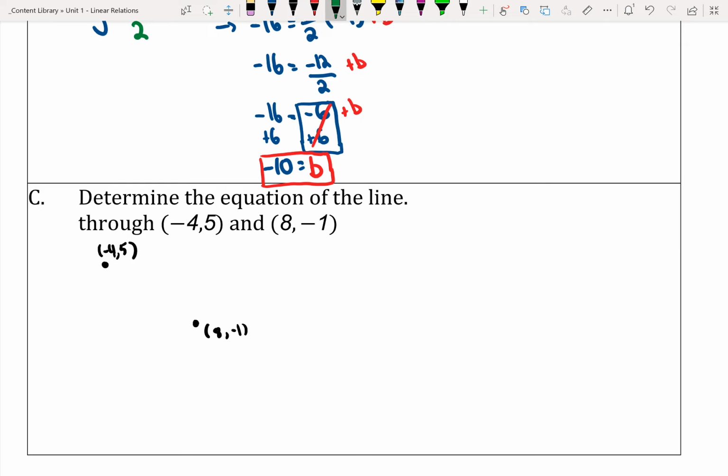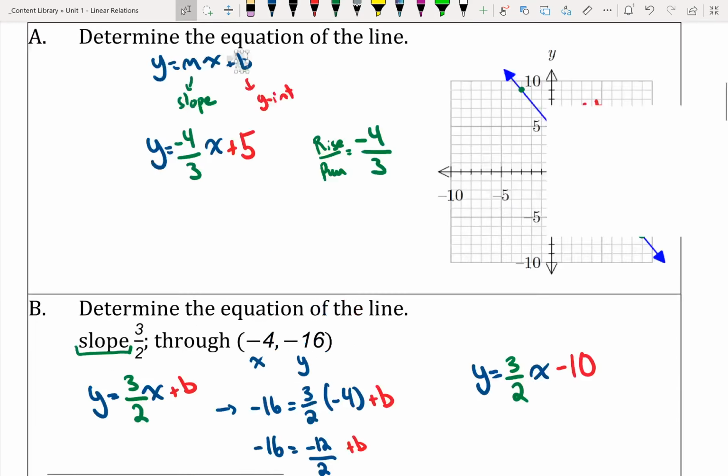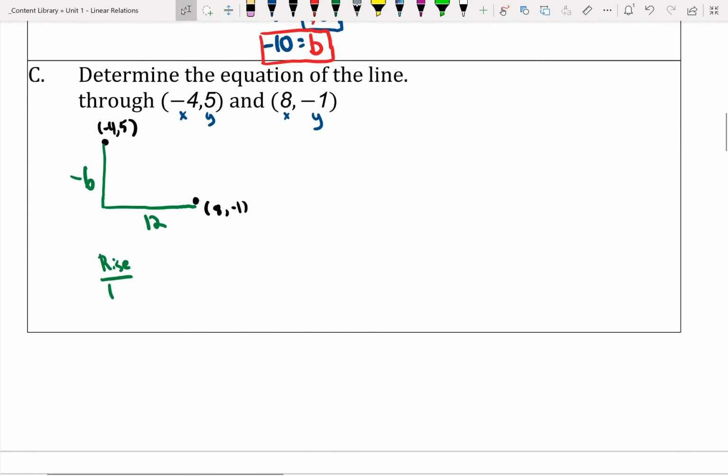If I wanted to, I could plot them on a grid, but I want to figure out what's my rise and run from one point to the next. So rise deals with the y values. Right? Again, remember points are x, y, x, y. Going from one point to another, I would have to go down from 5 to negative 1, which means I'd be going down 6. And then my run would be going from negative 4 to positive 8, which would be a total distance traveled of 12. So that means my rise over run would equal negative 6 over 12, which I could reduce to negative 1 over 2.